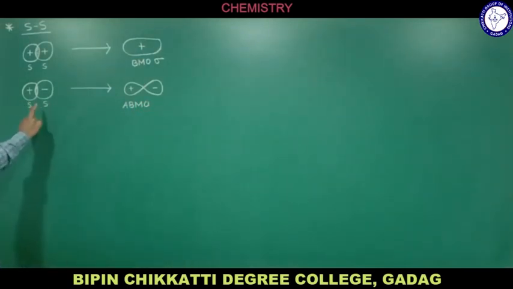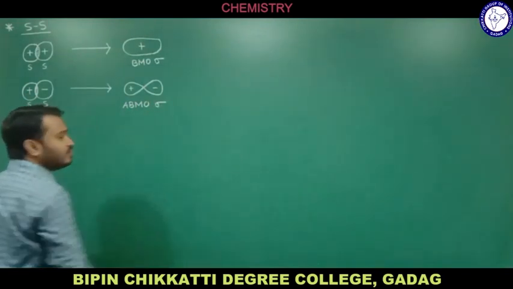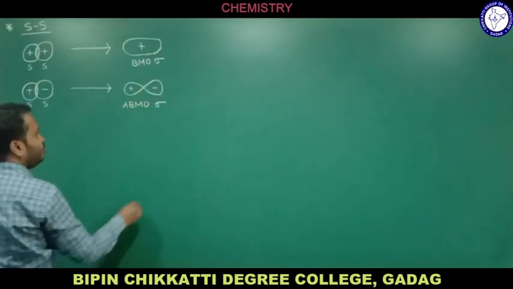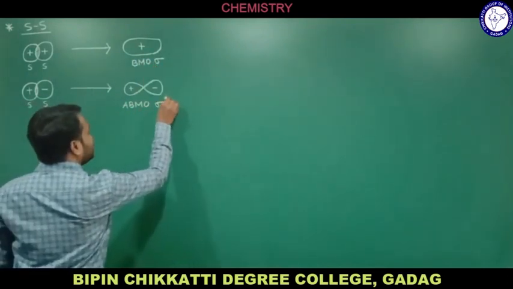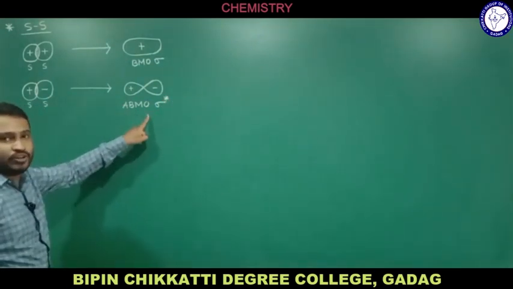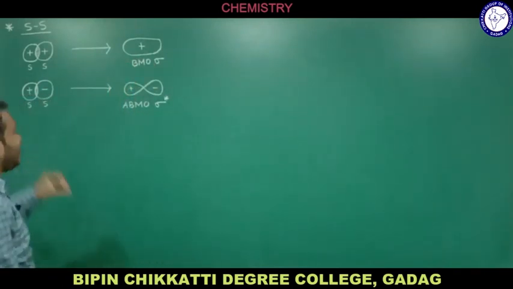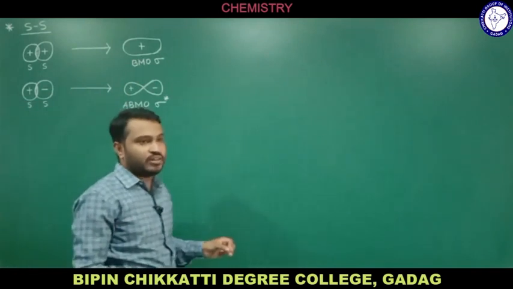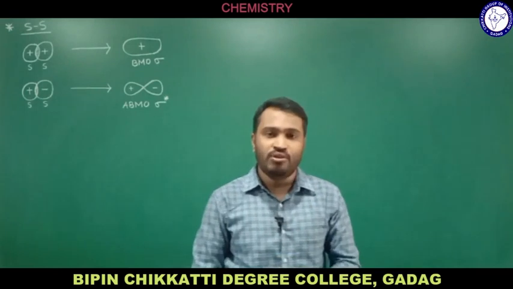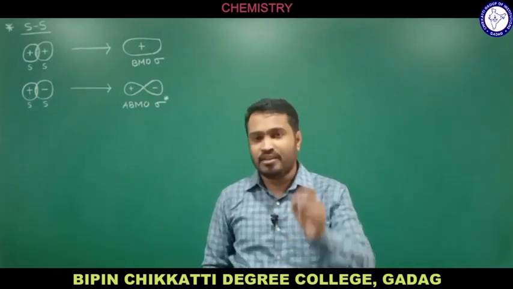And in this case also there is head-on overlapping of atomic orbitals, therefore I write it as sigma. To differentiate whether the sigma is BMO or ABMO, for ABMO I consider sigma star, and sigma star is nothing but anti-bonding molecular orbital. If I mention only sigma, that corresponds to bonding molecular orbital. This is how when s atomic orbitals overlap, we get two different molecular orbitals, one is BMO and one is ABMO, and remember the shape of s atomic orbital is spherical.